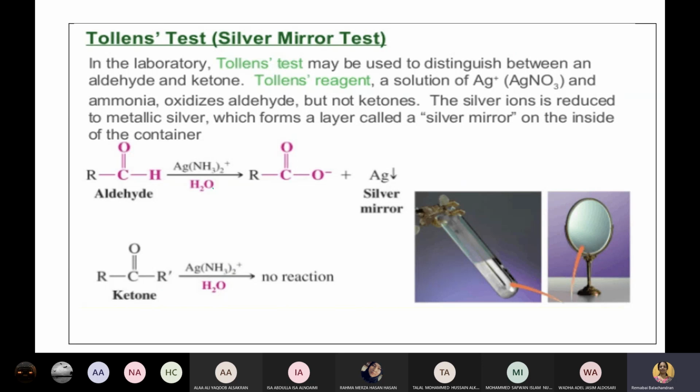Okay, look at this one. Can you see? First take the Tollens reagent and heat it in a water bath. When you do this in the lab, not you, we have another course, Chemistry 223, organic chemistry, for bio students. They do this Tollens test in the lab. It's so nice to see. A very bright silver color will be there, like a mirror. So this is the silver mirror test, the Tollens test.